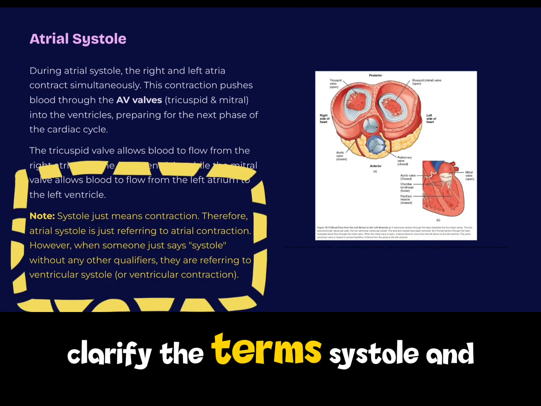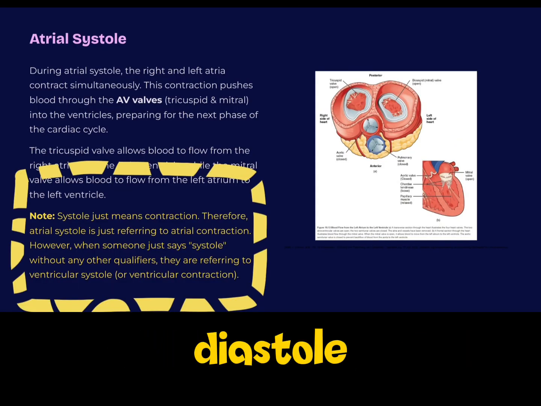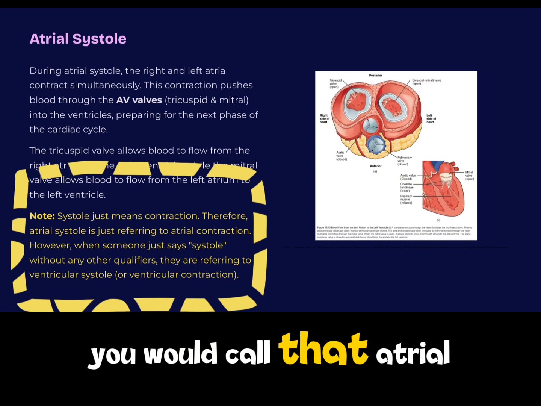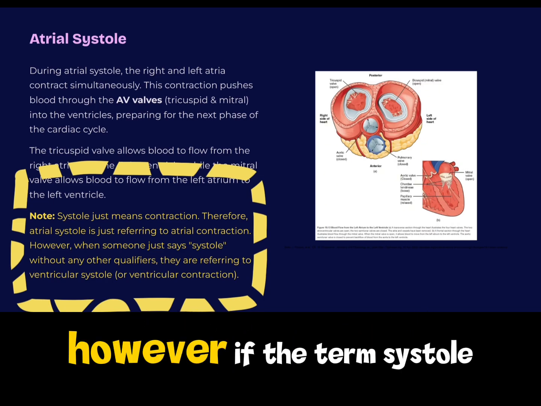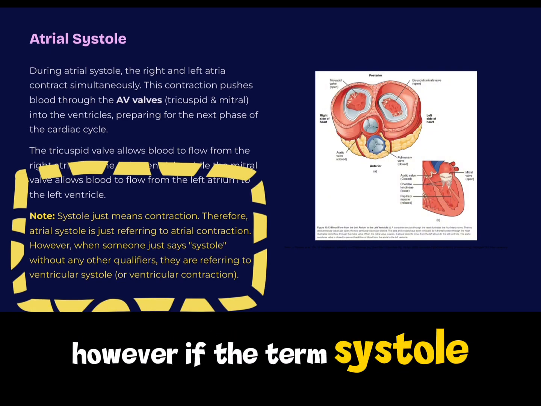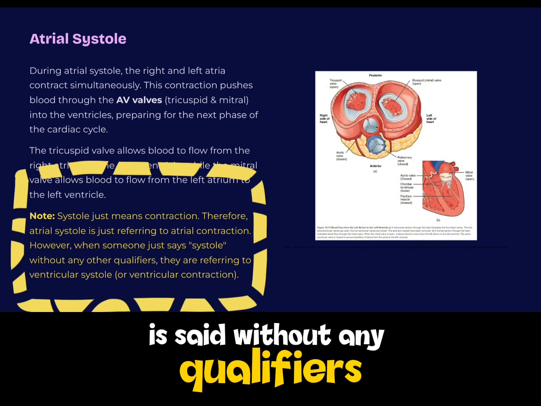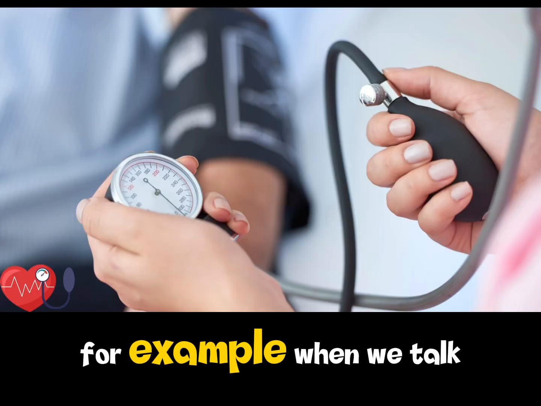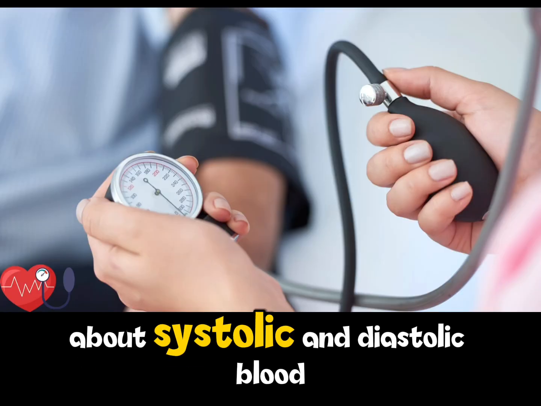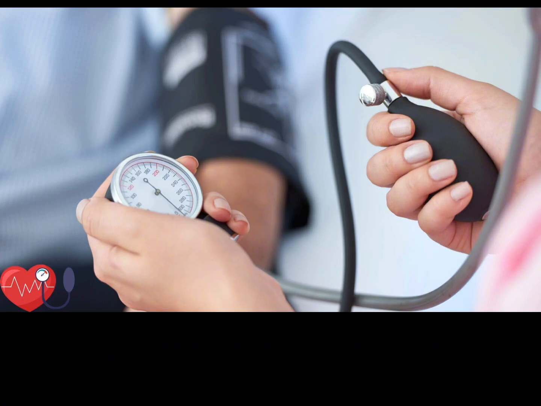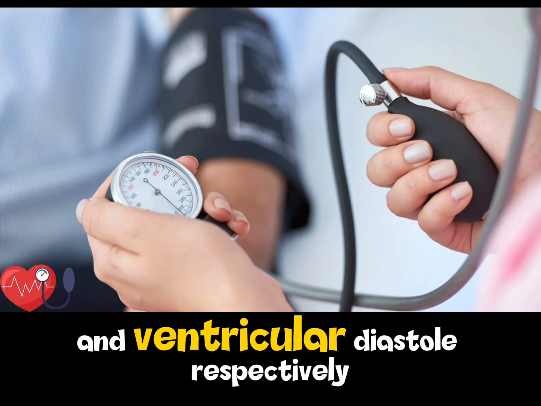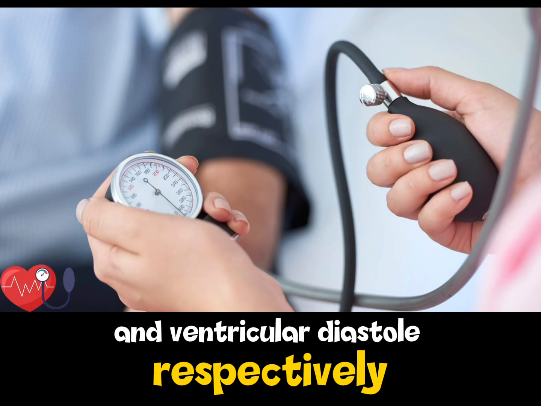Let's clarify the terms systole and diastole. If talking about atrial contraction, you would call that atrial systole. However, if the term systole is said without any qualifiers, then it's referring to ventricular systole. For example, when we talk about systolic and diastolic blood pressures, we are talking about the blood pressures during ventricular systole and ventricular diastole, respectively.